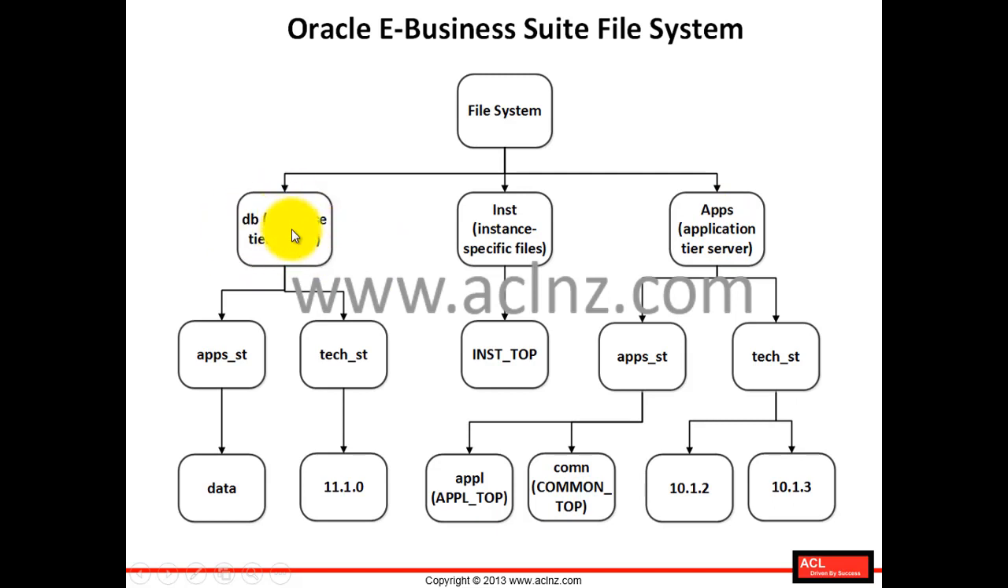The database level directory will contain all the database tier related directory structure. Then install top, as I have explained, is the one which gives you the ability to share application and technology stack code among multiple instances, for example a test instance, a UAT instance, or a development instance. Then you have the application tier server, which contains APPL_TOP and COMMON_TOP. The exact physical file structure is what is shown over here. I will discuss this file structure a little more as we go along in the course.